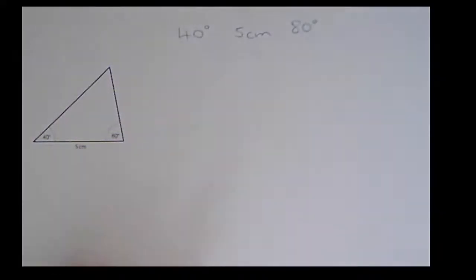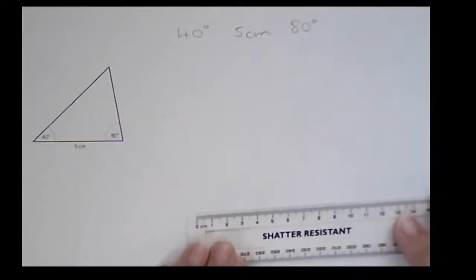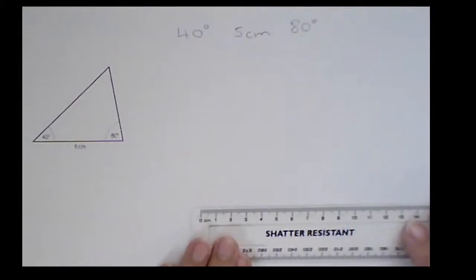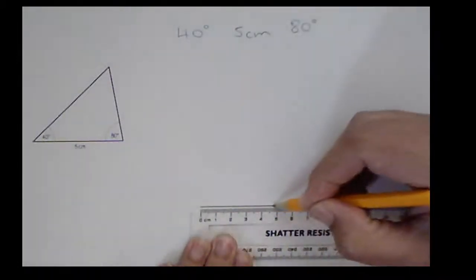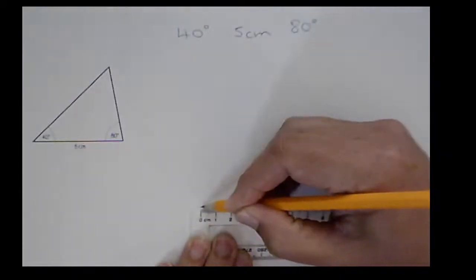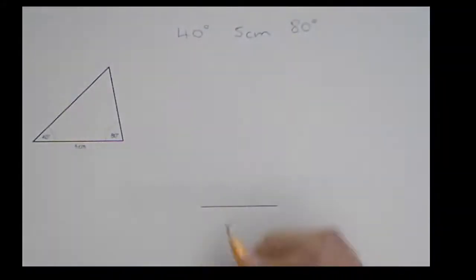So again, we're going to start with the line at the bottom. So I've got my ruler. Going to draw a neat line then of 5 centimeters. So from 0 across to 5. I'll try and make this nice and dark so you can see it. There we are, 5 centimeters. So we're labeling as we go, then we know where we're measuring from.